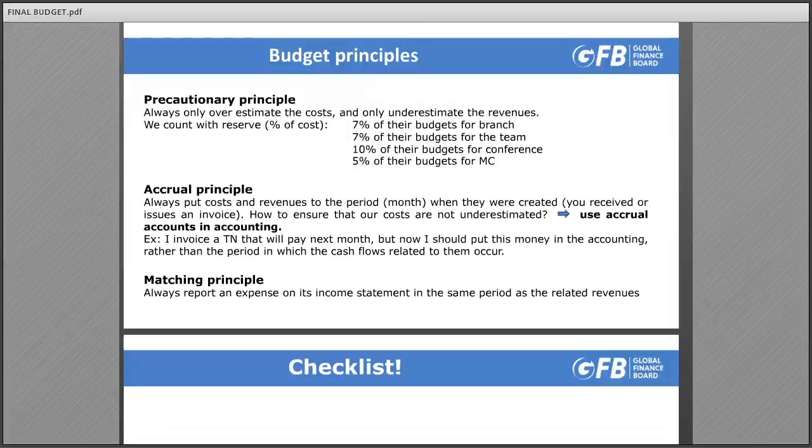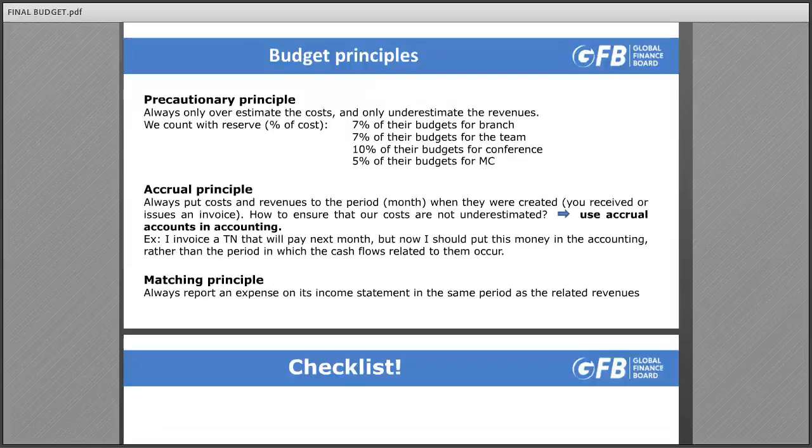Accrual principle. Always put costs and revenues in the period, in our case mainly the month, when they were created, which is when you receive or issue an invoice. How to ensure that our costs are not underestimated? Use accrual accounts in accounting. An example: if I invoice now and it will be paid next month, I should still put this money in the accounting now, rather than in the period in which the related cash flow occurs. This has already been explained before.